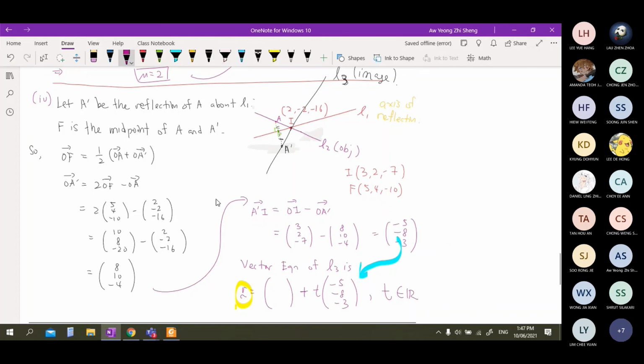As for the fixed point, you can either use point A prime or point I, whichever you prefer. Since A prime is here, I just use A prime. That's (8, 10, minus 4). Okay, done.